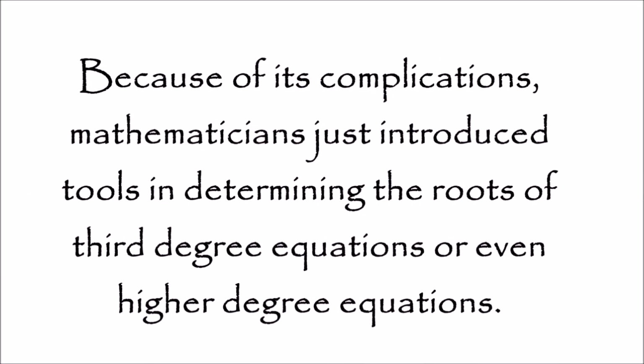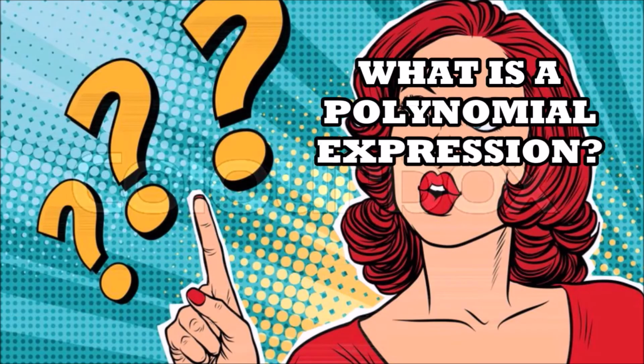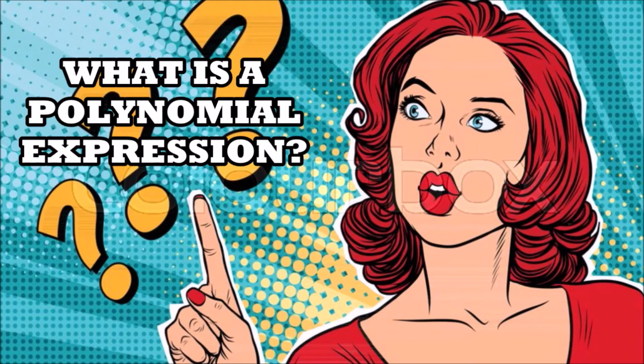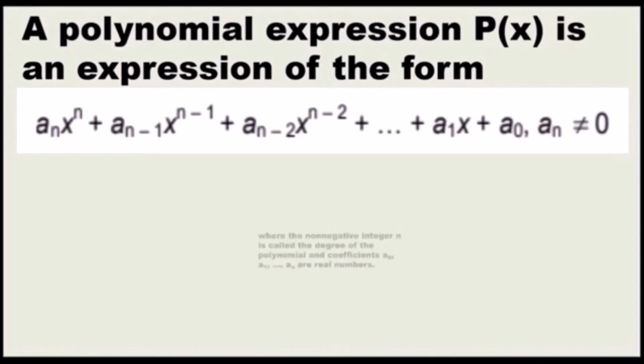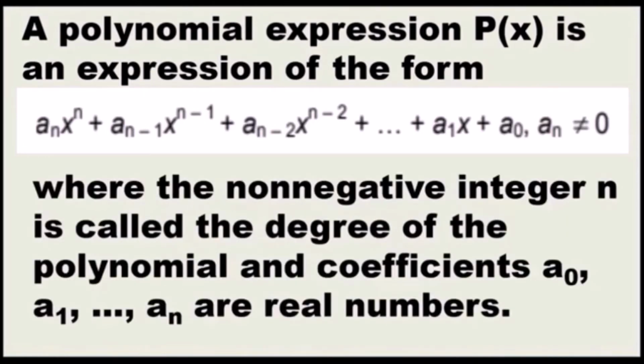Because of its complications, mathematicians just introduced tools in determining the roots of third-degree equations or even higher-degree equations. But before that, let us define first what is a polynomial expression. A polynomial expression, p of x, is an expression of the form, so you have that expression, where the non-negative integer n is called the degree of the polynomial, and coefficients a sub 0, a sub 1, until a sub n are real numbers.